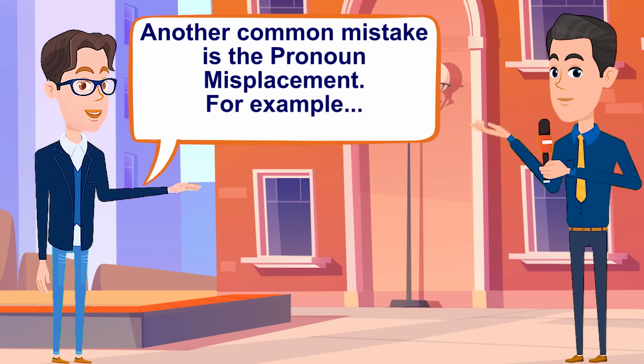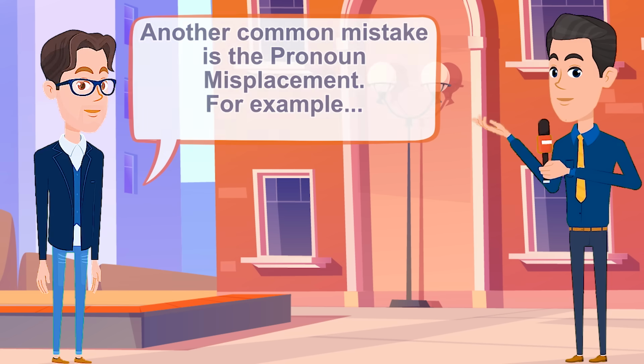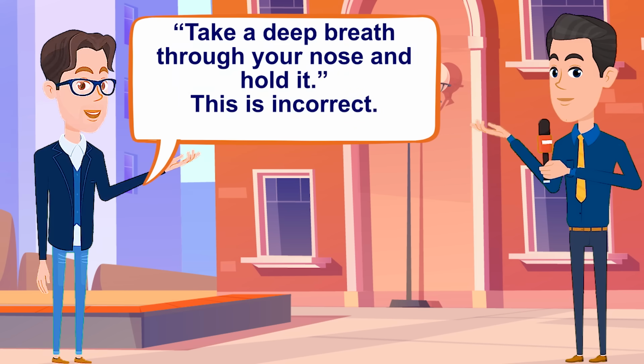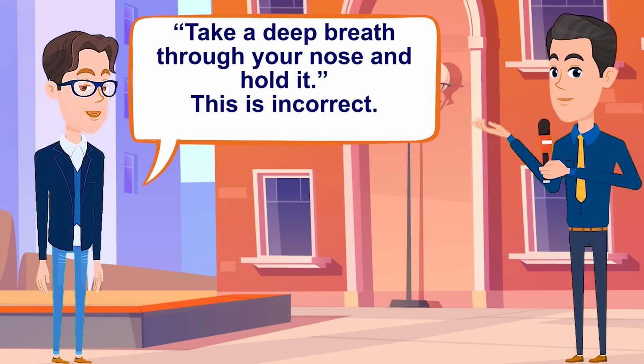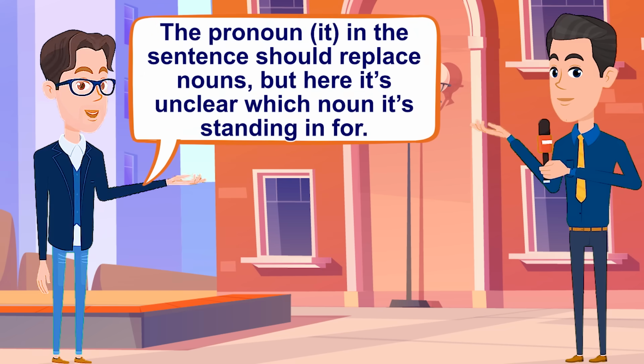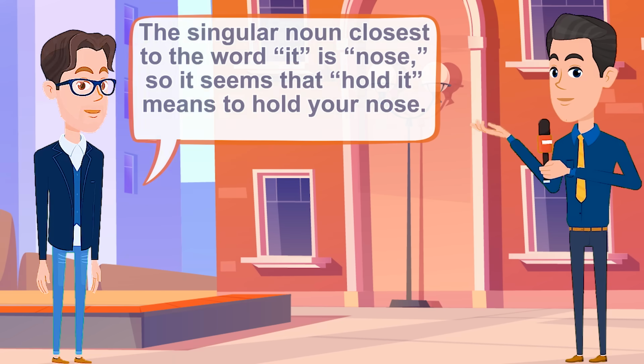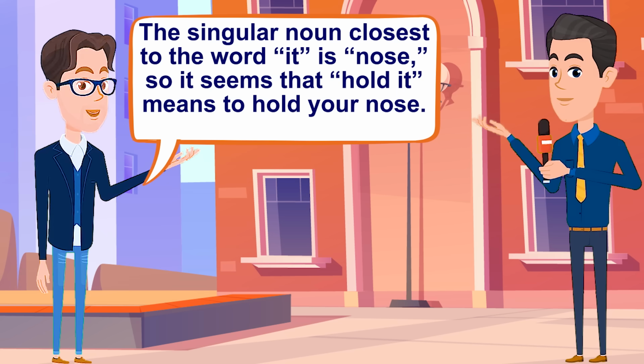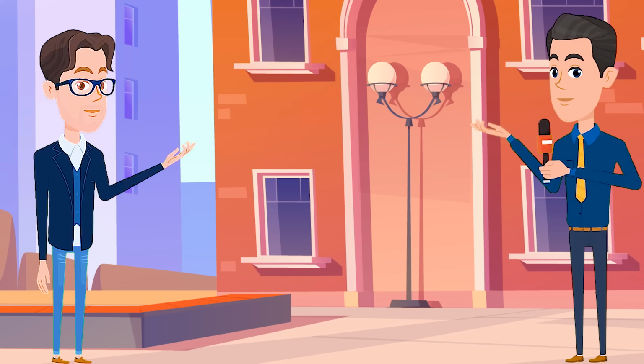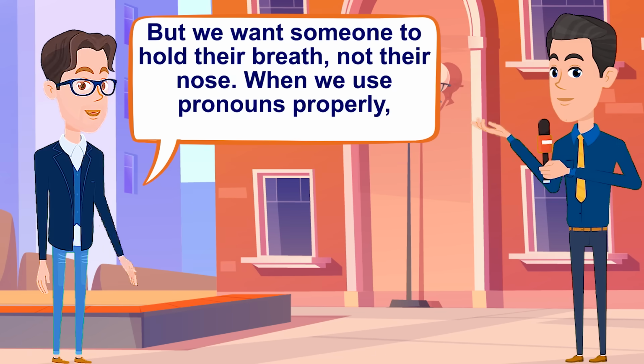Another common mistake is pronoun misplacement. For example, take a deep breath through your nose and hold it. This is incorrect. The pronoun it in the sentence should replace a noun, but here it's unclear which noun it's standing in for. The singular noun closest to the word it is nose, so it seems that hold it means to hold your nose. But we want someone to hold their breath, not their nose.